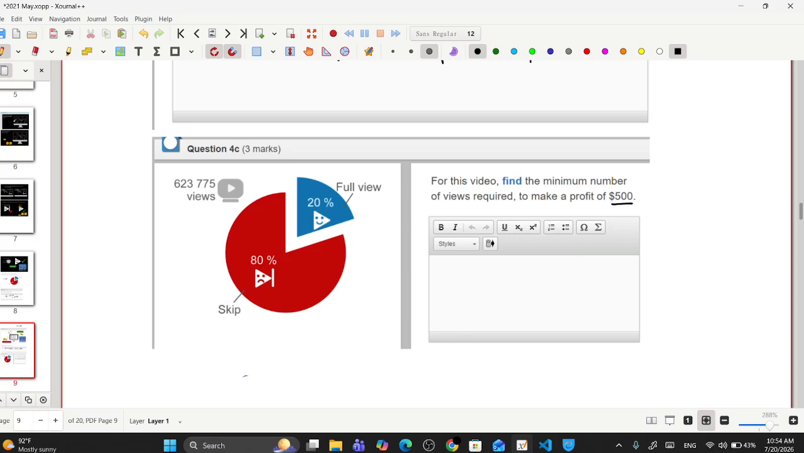So the total earnings, or total amount needed to earn, should be 500 plus 150. 500 is the profit he needs to make. 150 is the amount that he's supposed to give. So he's first supposed to earn that amount of money. So that's a total of $650.